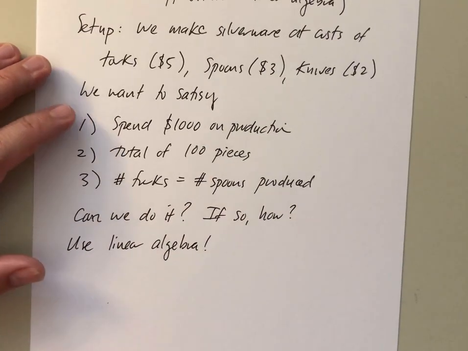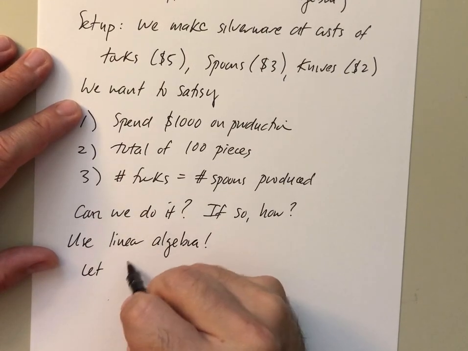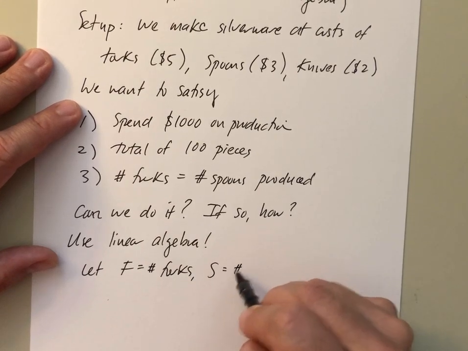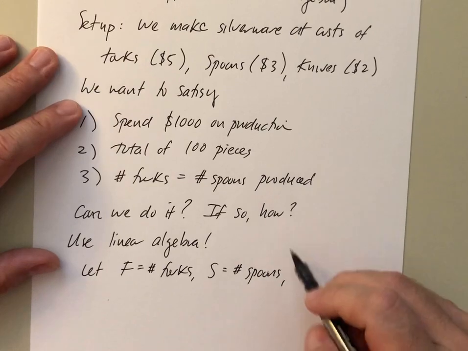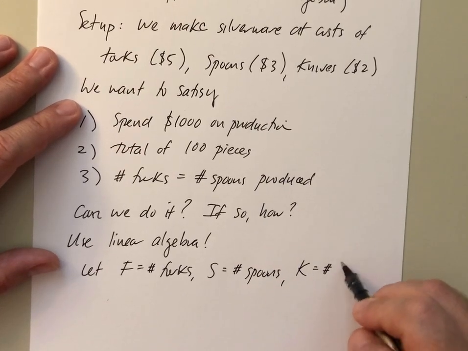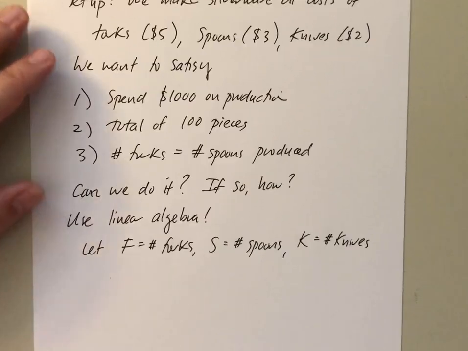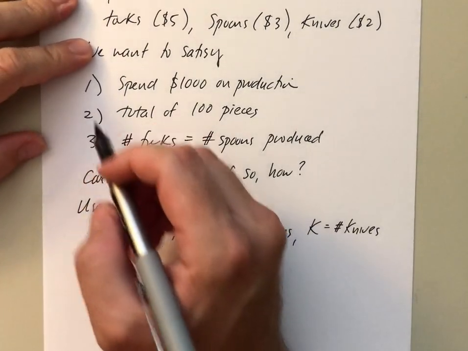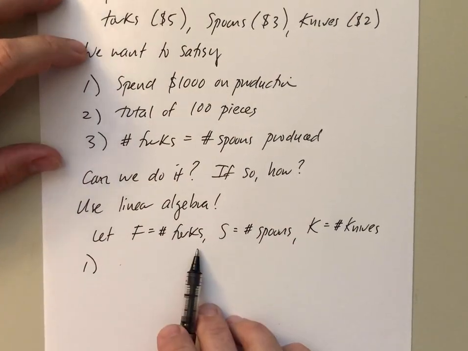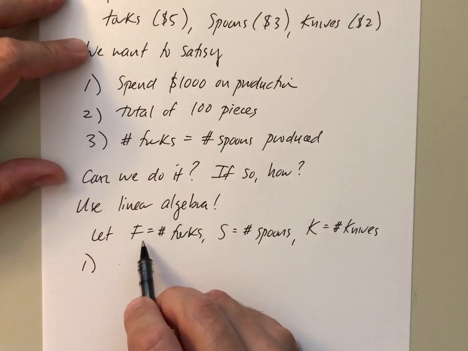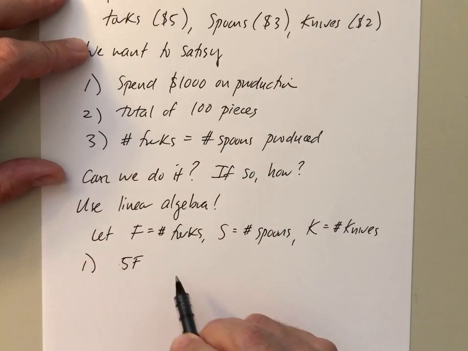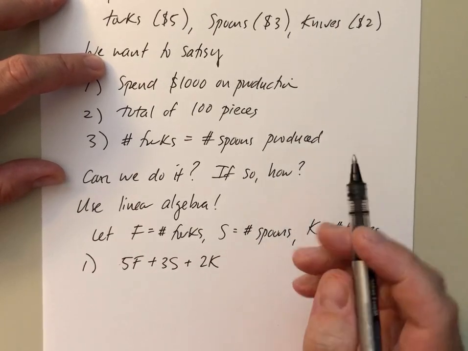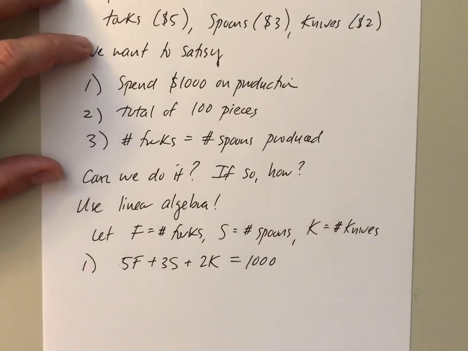What I'm going to first do is set up some notation. Let F be the number of forks produced. S will be the number of spoons produced. And K will be the number of knives produced. And so now I want to realize that these three conditions are actually linear equations. So for instance, one becomes, well, how do I know that I spent $1,000? Well, every fork costs $5, I want 5F. Every spoon costs $3, I want 3S. Every knife costs $2, so this will be 2K. And this should equal 1,000, right?